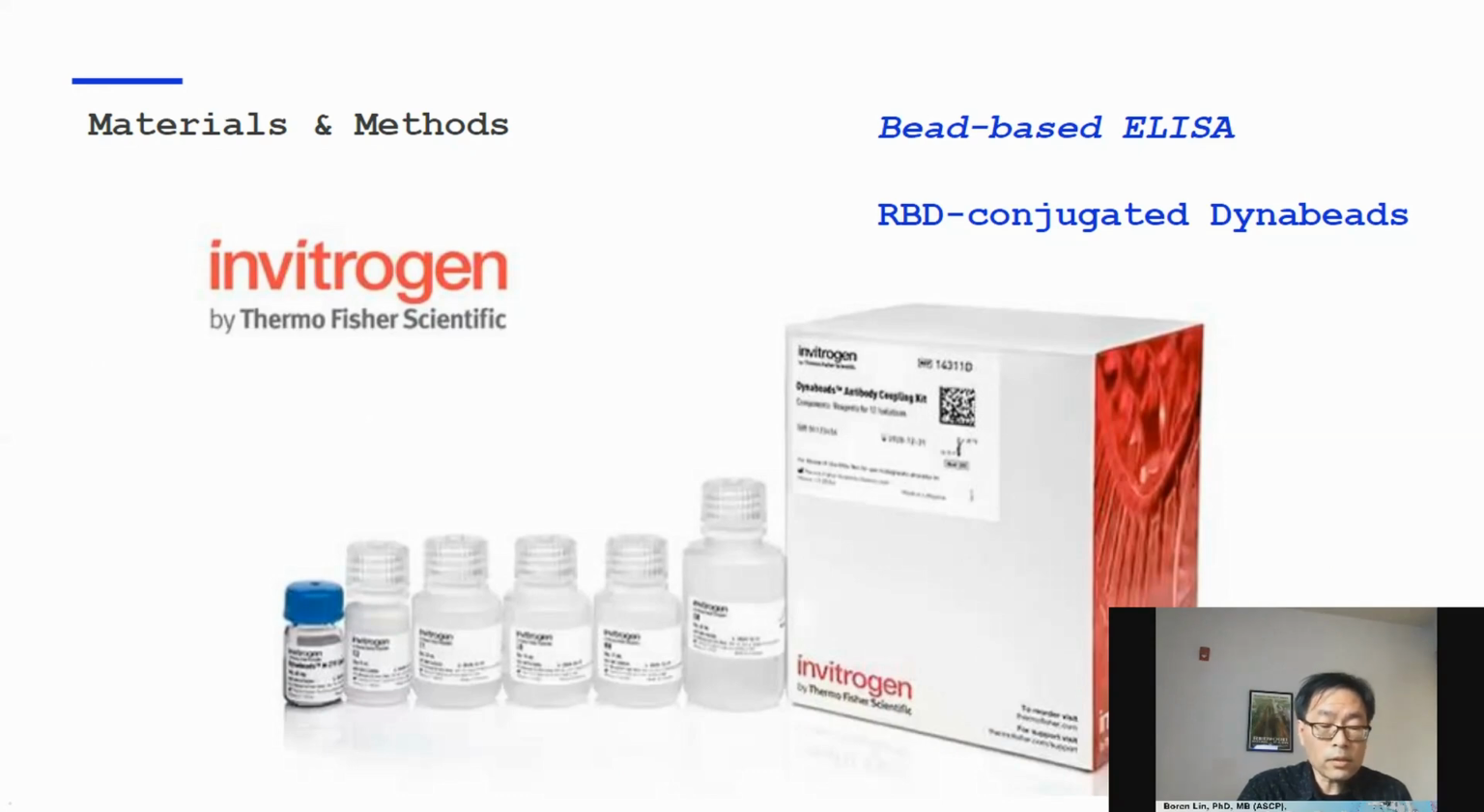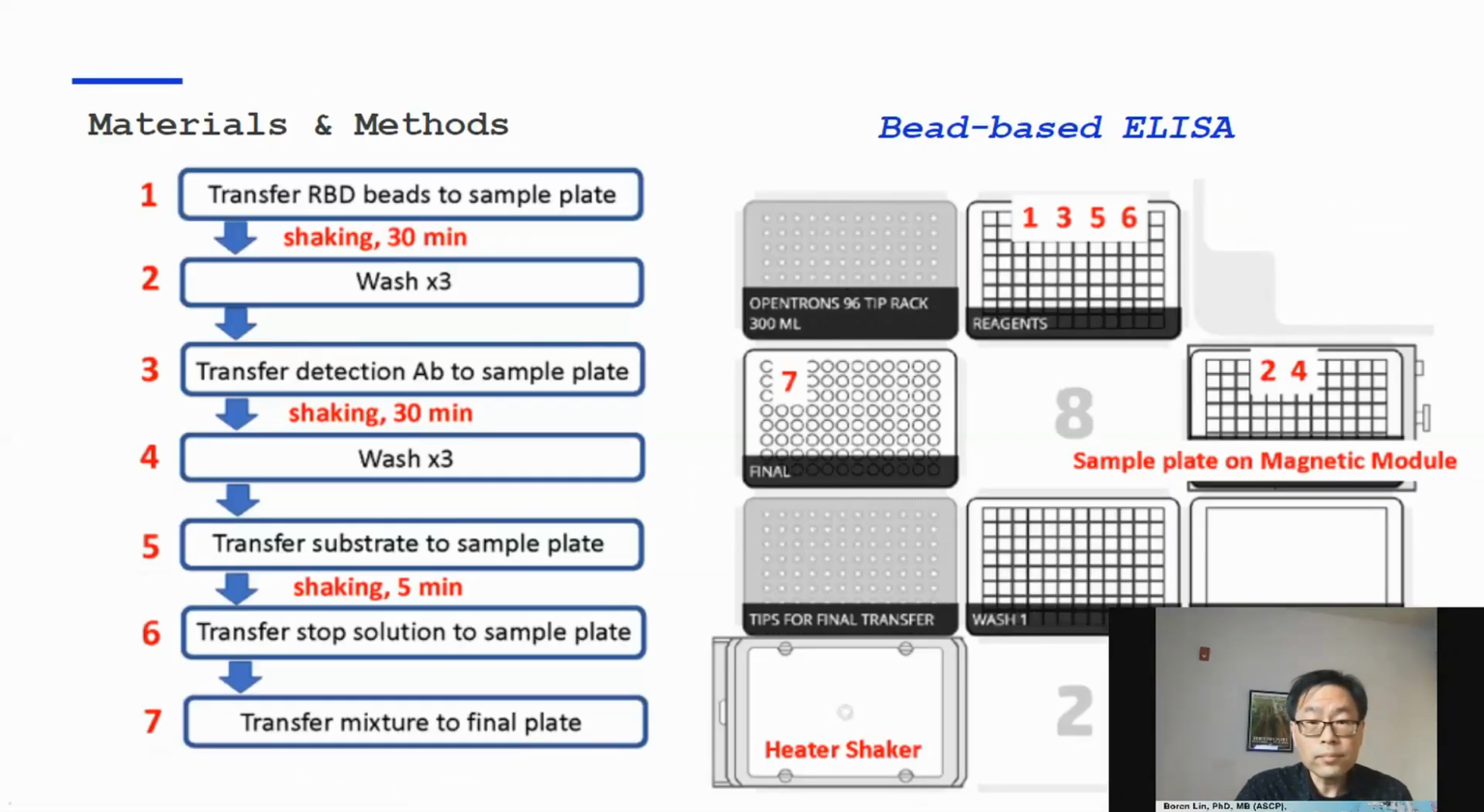And in addition to the pre-coated beads that we purchased from the vendor, we also made some RBD conjugate beads in-house and tested the protocol for automation. We include a magnetic module on the deck for bead-based separation. The workflow is still pretty similar to a typical plate-based sandwich ELISA.